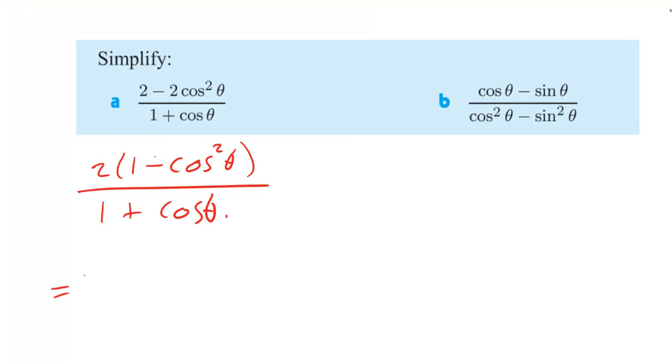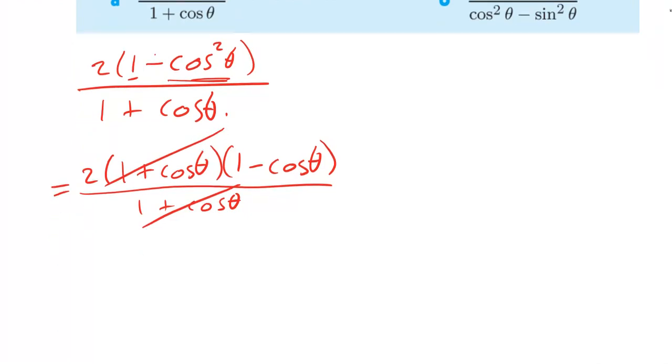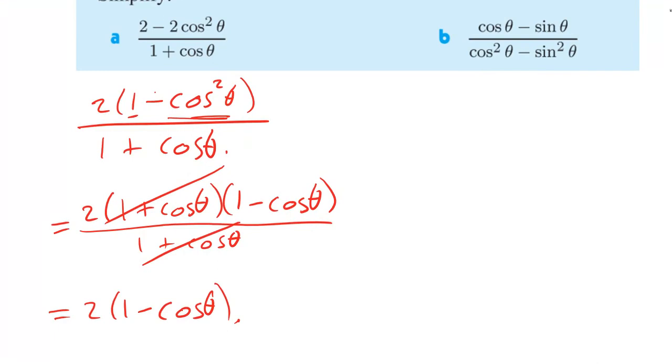So if we write this out again using the difference of two squares, because both of the 1 and the cosine squared theta are square numbers, that is equivalent to 1 plus cosine theta, 1 minus cosine theta. And now we can cancel the expression on the denominator. This is going to leave us with 2 lots of 1 minus cosine theta, and this is a simpler version than what we would have achieved if we had swapped out the bracket originally for the sine squared theta.